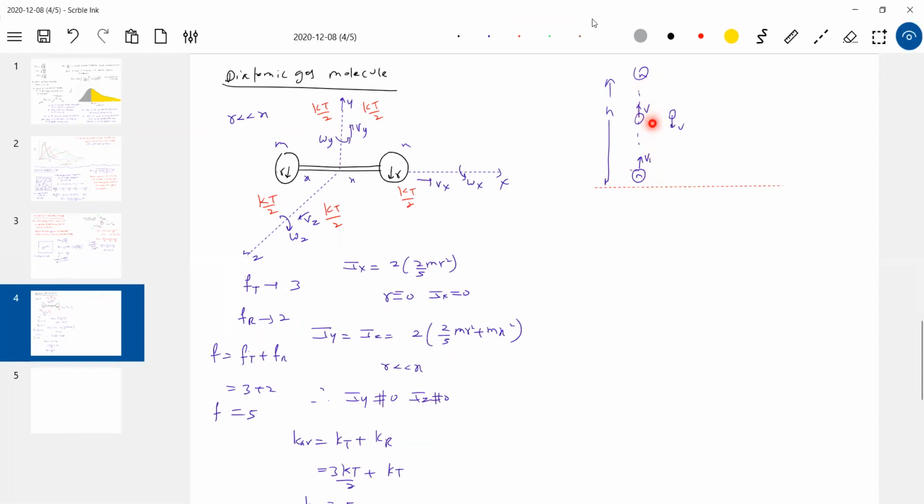Now it is constrained to move only along the y-axis. So how many degrees of freedom? In what all possible forms can it possess energy? Kinetic energy and potential energy. So how many degrees of freedom if a ball is projected vertically up? I'll say 2 degrees of freedom.